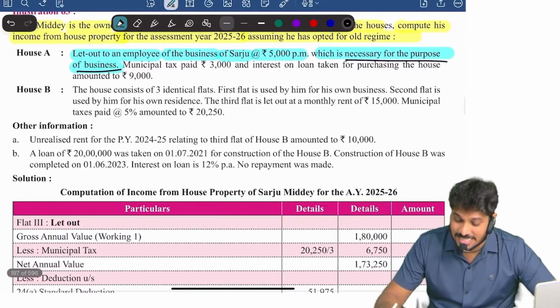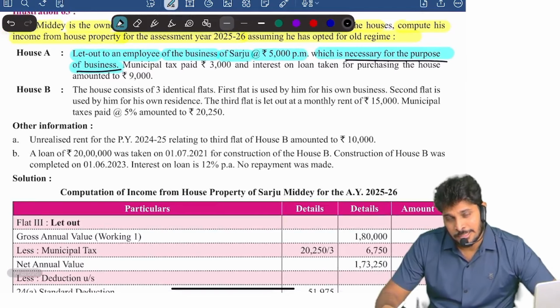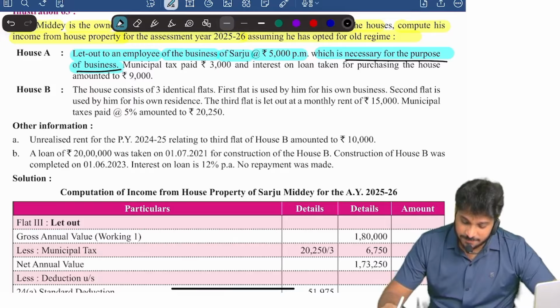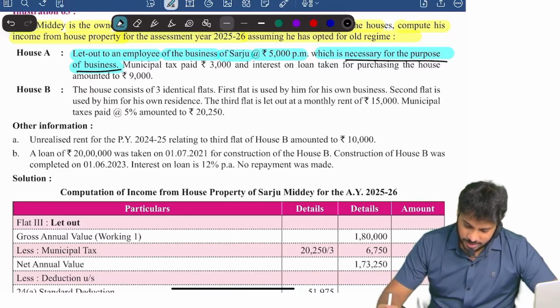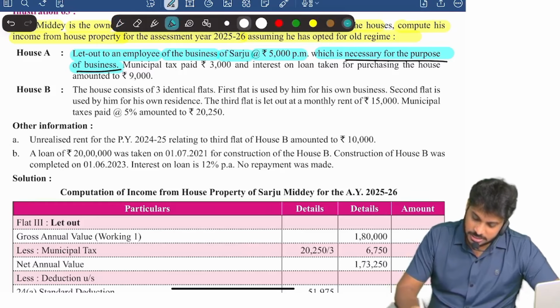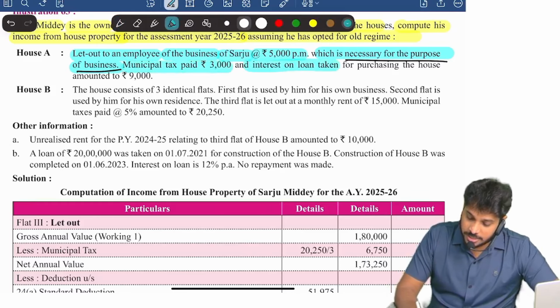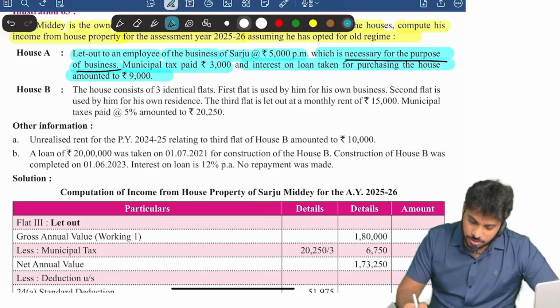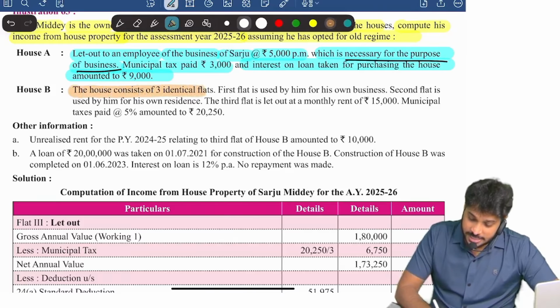Letting is incidental to business. This is okay, we'll see. Okay, we will consider. Next, municipal tax of 3,000 paid. Interest on loan was also paid. Interest on loan taken is 9,000. Okay, no problem. Second, house B, it has 3 units.